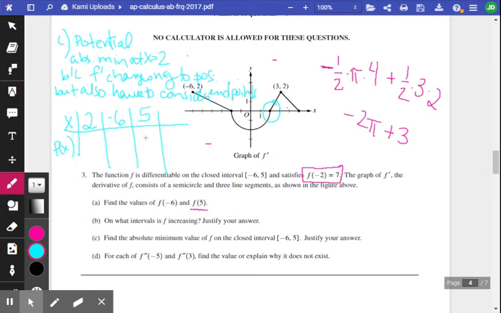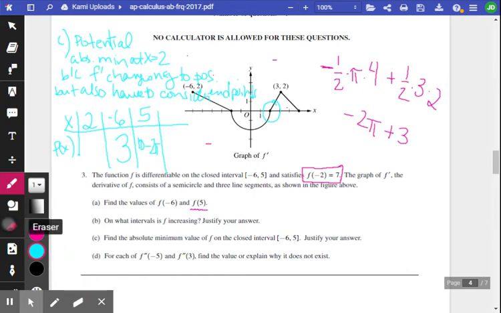So for -6 and 5, I already know what those y values are, right? Didn't I already find them in part A? I know I erased it, but I have it over here. So f of -6 is 3, and f of 5 is 10 minus 2 pi, or -2 pi plus 10, either way. So all I really have to figure out is what is f of 2.